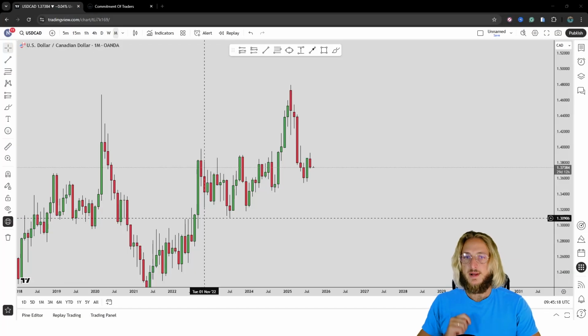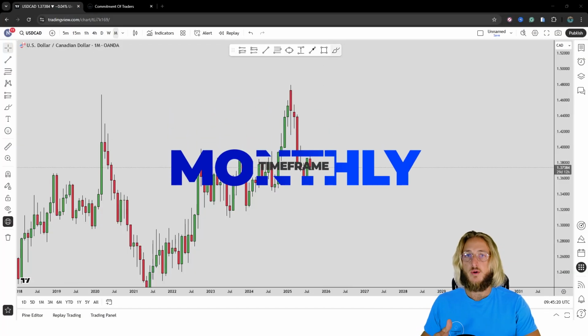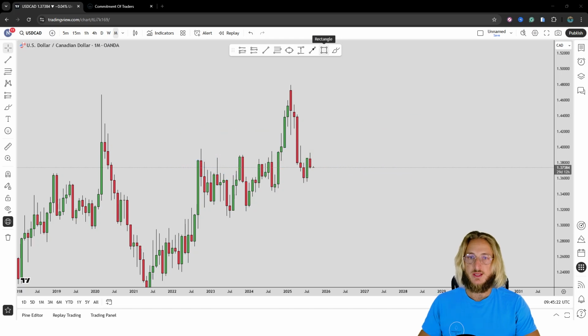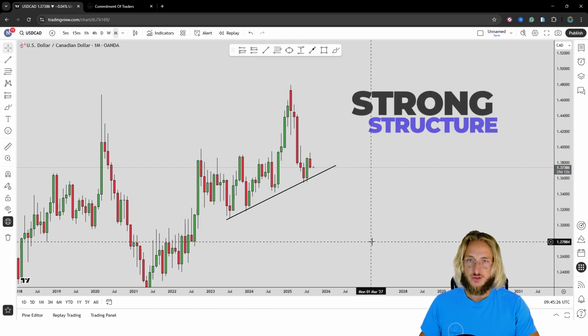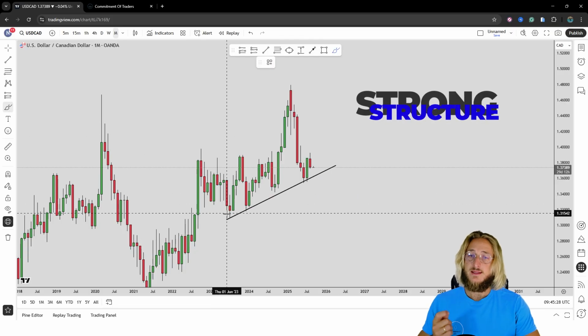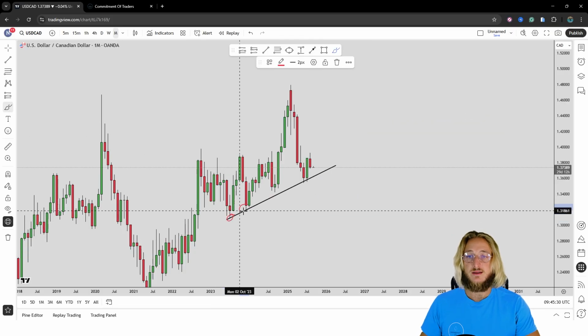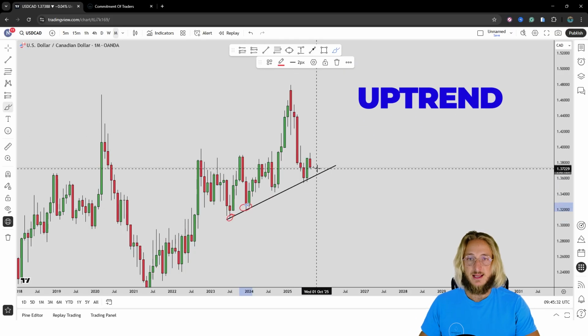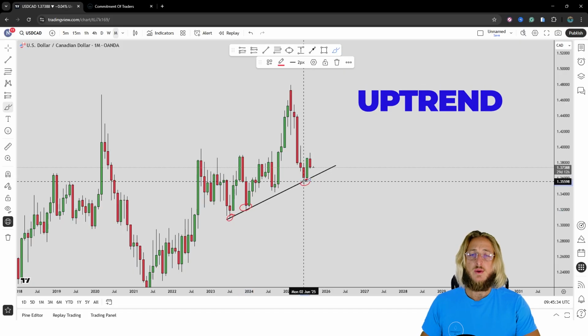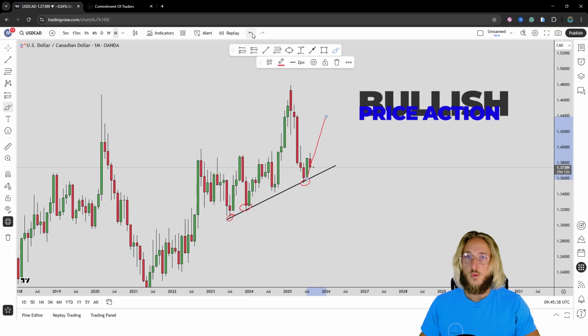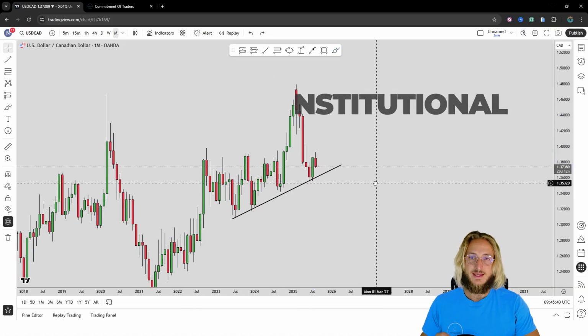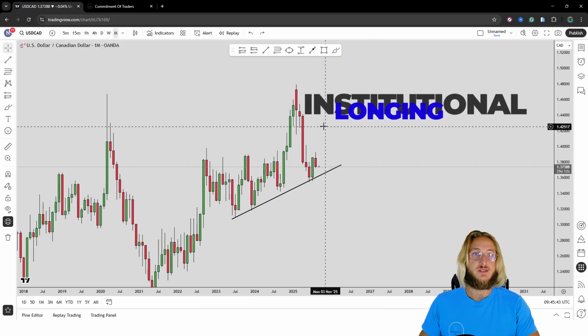Starting here from the monthly time frame, what we can see is that we have a market which at the moment is rejecting to the upside a quite important level of structure, because what we can notice is that the market has already created several higher lows exactly at this trend line. And we can see how the market is now creating again a rejection to the upside away from this level, fueled by institutional buying of USDCAD.